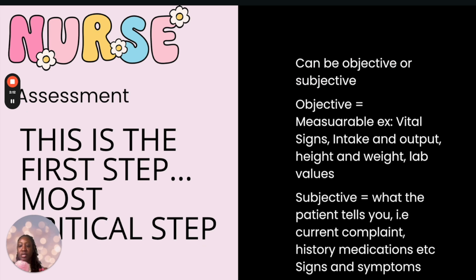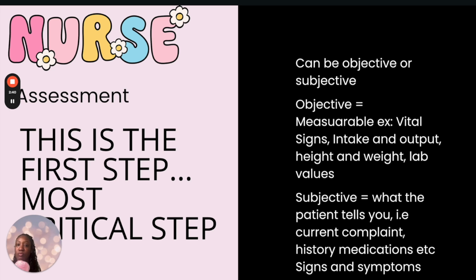So your assessment, this is the first step. This is most critical, because when you are walking into a patient's room, you're assessing the patient and you're assessing the room. You're looking around, you're seeing if the patient is safe. You're being very aware, not hyper aware, but you're making sure you're aware and you want to see what's going on with the patient. This starts before you even touch a patient.